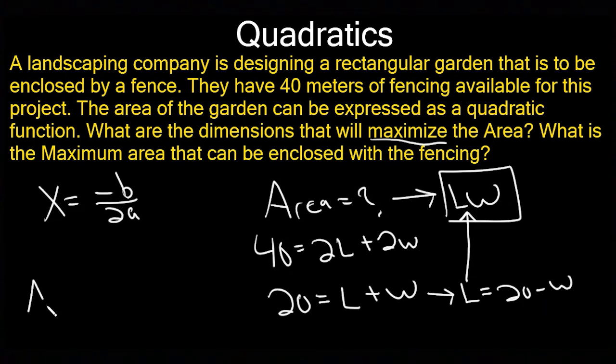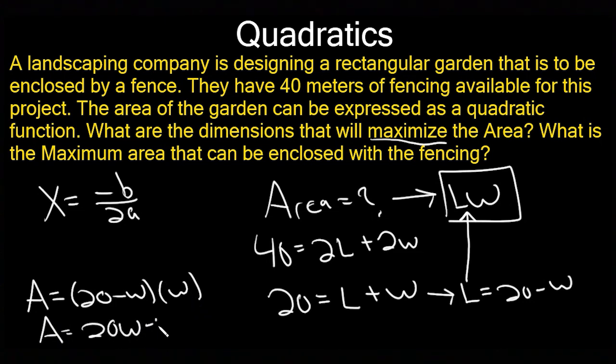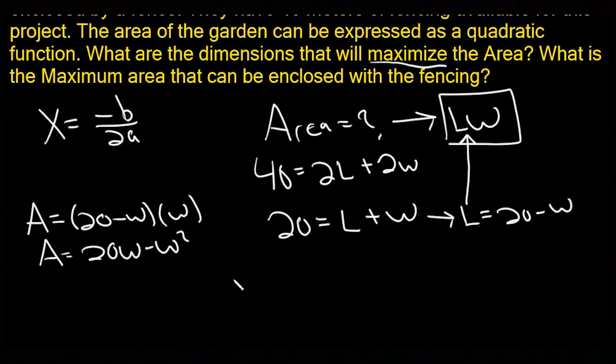So I'm going to say area is equal to, I'm going to have 20 minus W, that's my L, times W. And there we go. So area is going to be equal to 20W minus W squared. Okay? And if you really, really want to get fancy here, you can say the following.